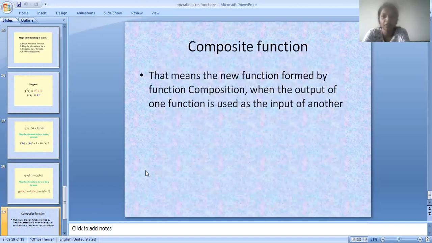A composite function means the new function formed by function composition, when the output of one function is used as the input of another function. That is the composite function.